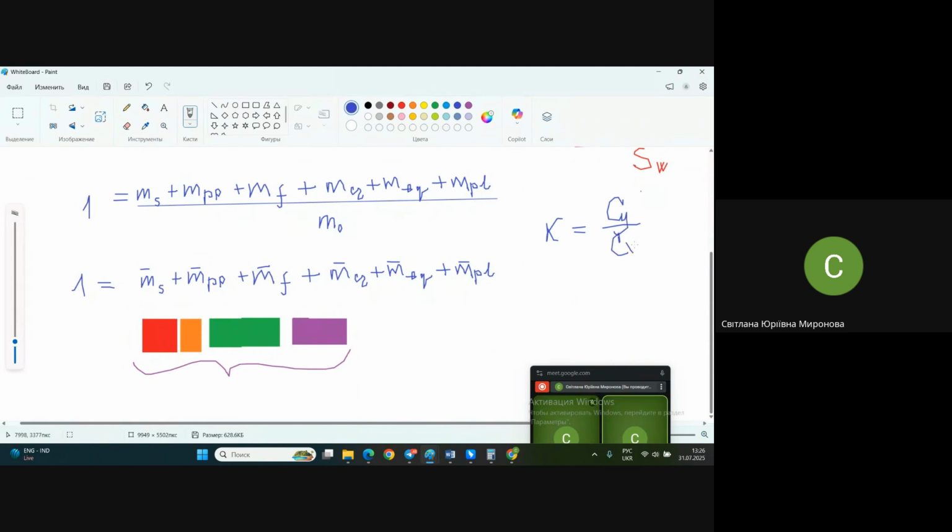CY/CX, practically it comes about what? Lift to the drag, and as lift is equal to the weight, so what we may say about this force? It's thrust.